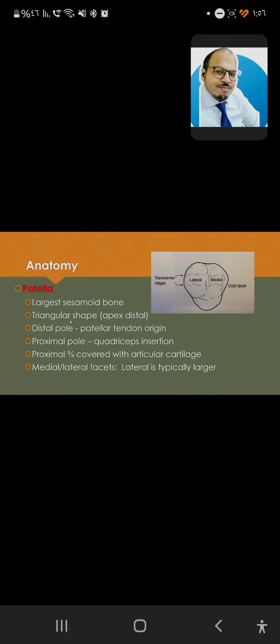is the largest sesamoid bone. Sesamoid means a bone within a ligament. So there is the quadriceps and patellar ligament, and the patella is in between them. So it's a sesamoid bone, triangular in shape, etc.